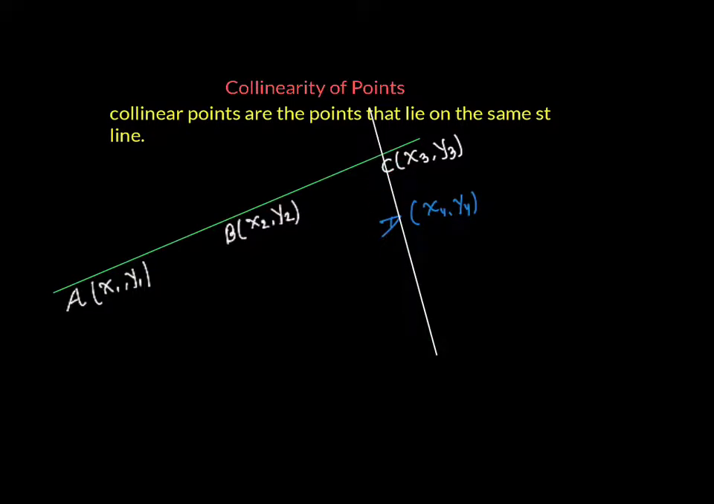Any two points are always collinear. Suppose we join B and D, then B and D are collinear. But for collinearity of 3 points, they need to lie on the same line. Now the next part is how we get to know whether the points are collinear.